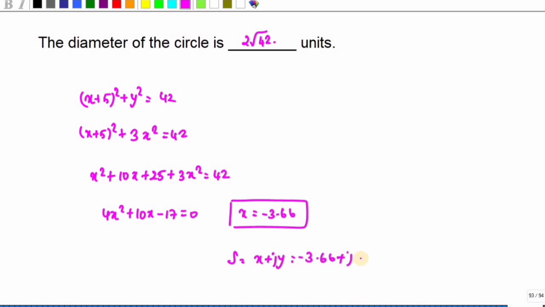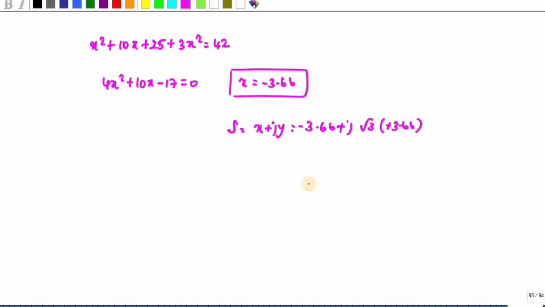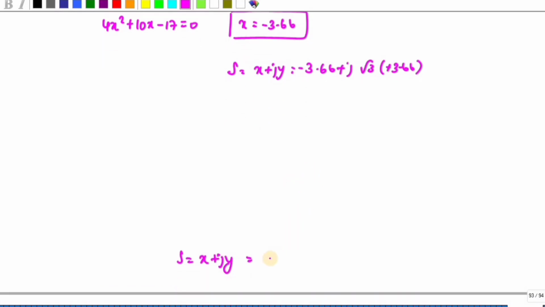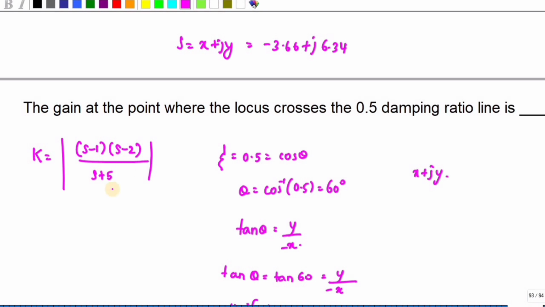Okay, so it becomes plus 3.66, right? Since y is equal to root 3 of minus x. So now this is my s value.